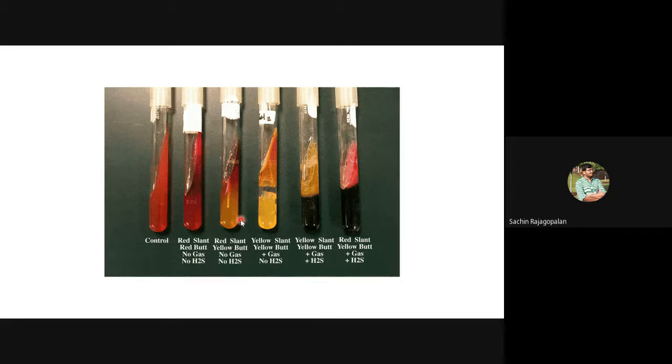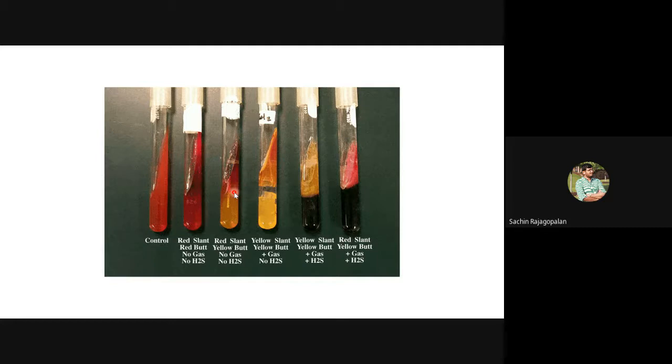You look at the next one. The slant is red, the butt is yellow. You can see the stab also very clearly. Can you see the stab inoculation? Uska line dikh raha hai, dekho beech mein. Right? Yes, sir. You have to do both stab as well as slant inoculation. So red color ka slant hai, yellow butt hai. Gas nahi dikh raha, H2S nahi dikh raha, kyunki blackening nahi hai.